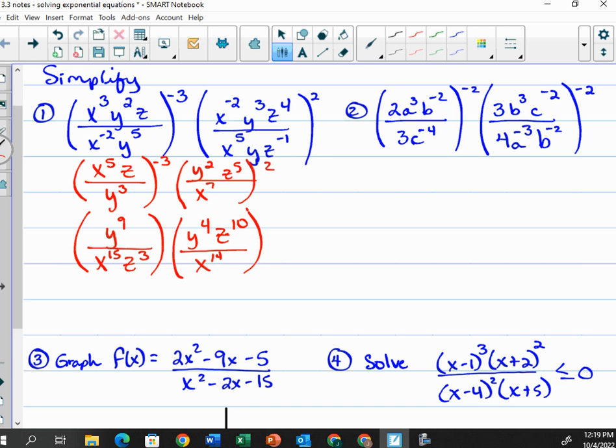Okay, so x's, how many are left and where are they? 29 in the denominator, right? Okay. Numerator, what about the y's? 13, good. And your z? 7, also in the numerator. So y to the 13th, z to the 7th, all over x to the 29th.